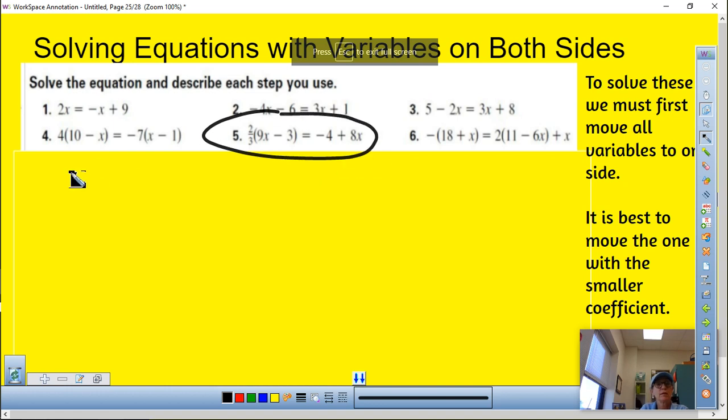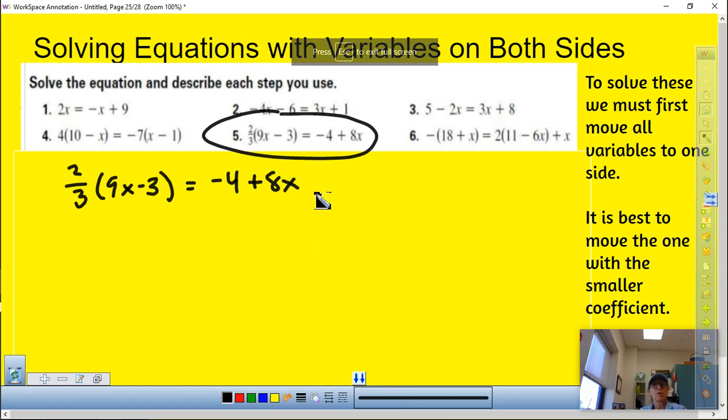this one. We talked about shortcuts in class, and I'm going to use a shortcut to make this problem a little bit easier. Nope, I'm not. I'm just going to distribute this to start with because I don't want to multiply both sides of this thing by a crazy fraction. So I'm just going to distribute the 2/3, and I'll get 6x minus 3 equals negative 4 plus 8x.